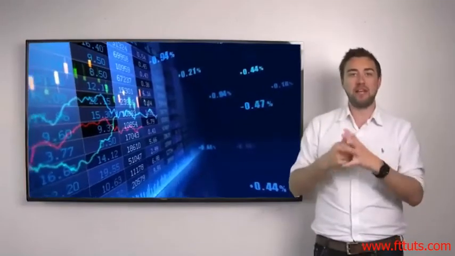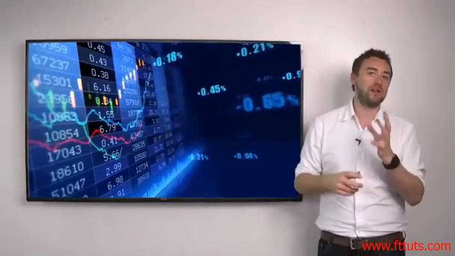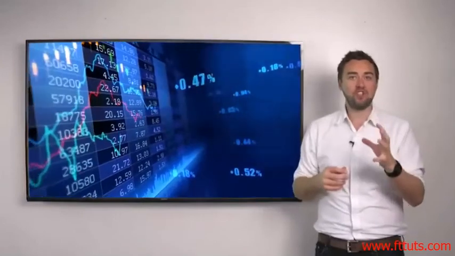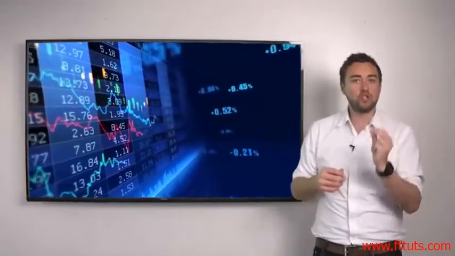Now the general idea is to enter within around 5 pips of the level, use a stop loss and target of around 10 to 15% of the average daily range. Remember, this is short-term scalping.